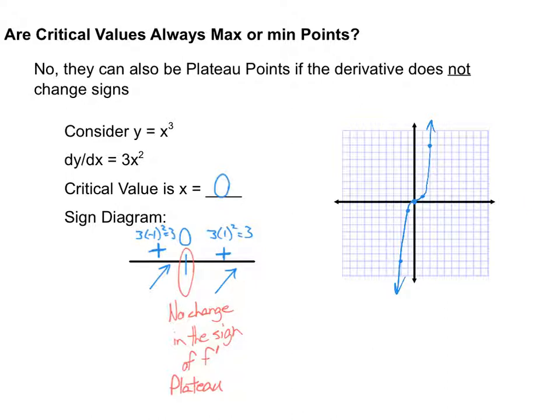So, when you have the derivative equal to 0 or undefined, we'll run into some of those as well. Critical values, remember we said, happen when the derivative is 0 or undefined. Then, if the sign changes, you're going to have a max or min. If the sign does not change, you have a plateau.